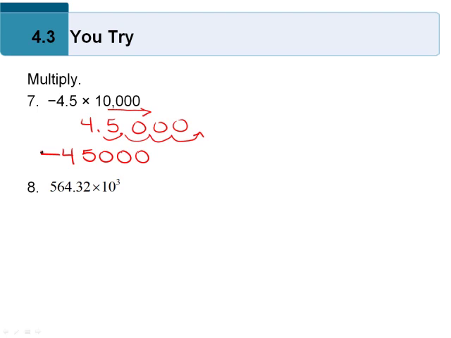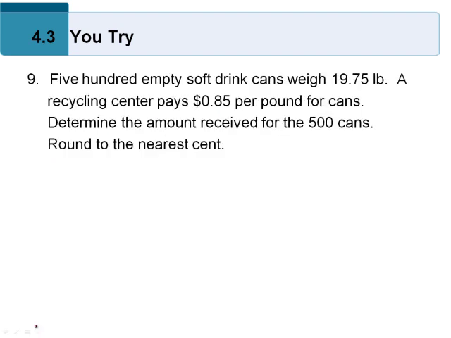Now look at number 8. We don't have to worry about any signs. So 564.32 times 10 to the third. So we need to go 3 places to the right. So we're going to go whoop whoop, and we need to go one more whoop. So we have to add on a 0 there. So 5, 6, 4, 3, 2. You want to say 1, blast off, but no, it's not right. 3, 2, 0. And that would be the answer there: 564,320.